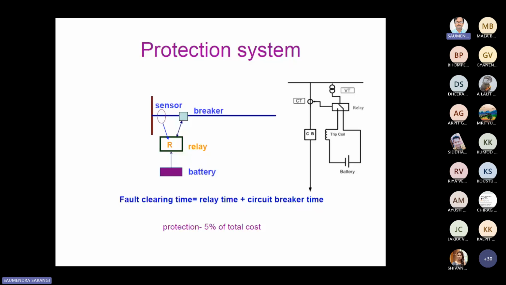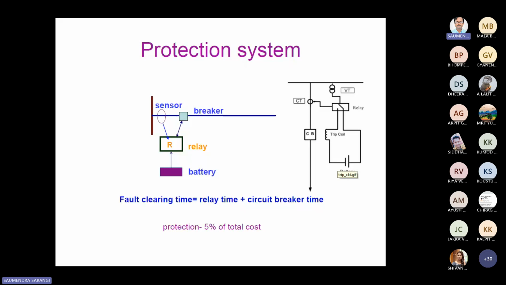Now, in this case, you may ask why the battery is there. Whenever the fault occurs, the voltage of this whole system will go down. If the voltage is not there, then how will the trip coil energize and take the circuit breaker contact back, right? So for that reason, this battery should be there.